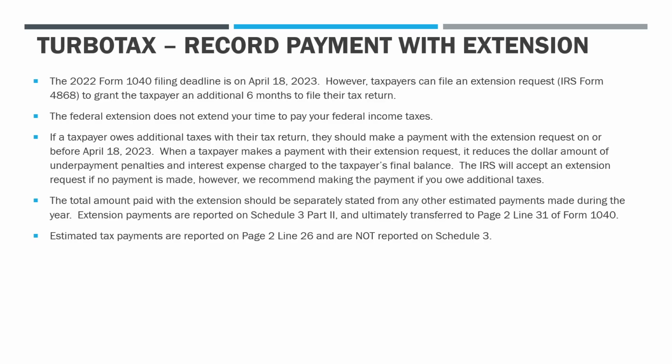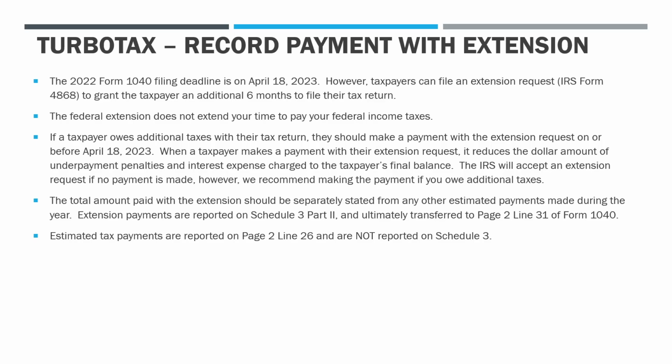So you can file the extension request, the IRS will approve that automatically, you get another 6 months. But if it turns out you owed taxes, those payments should be submitted on or before the 18th of April. Right. So we always recommend making a payment with the extension request, right? By making a payment with the extension request, it will reduce the dollar amount of underpayment penalties and interest that is going to be charged to your final taxes owed balance if you do submit that payment later.